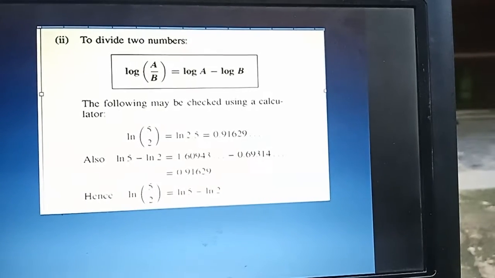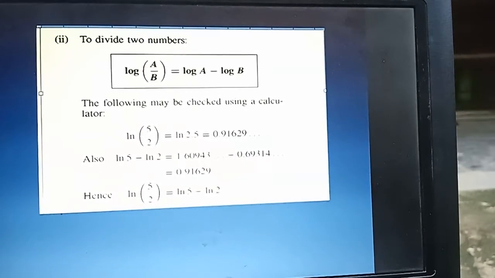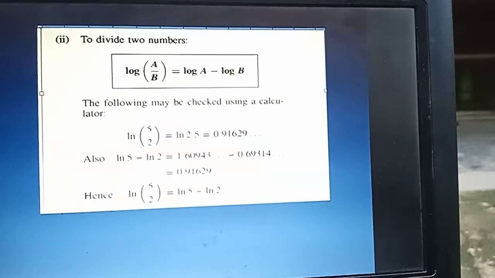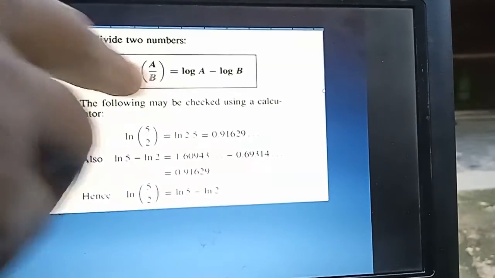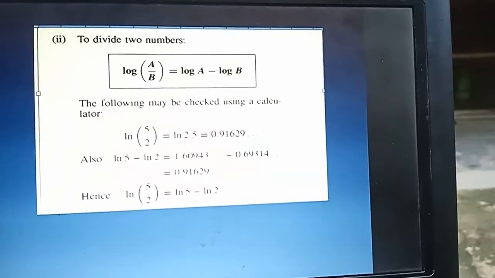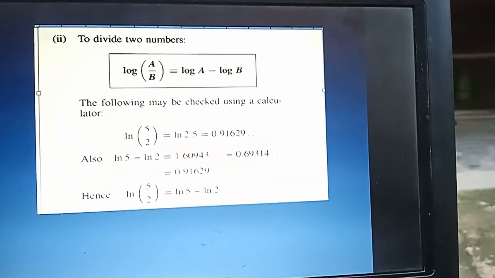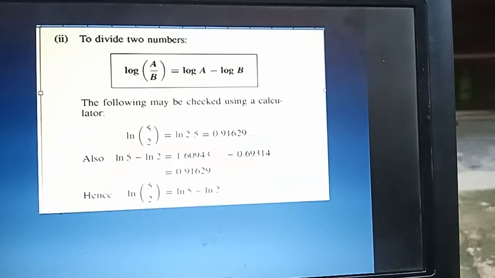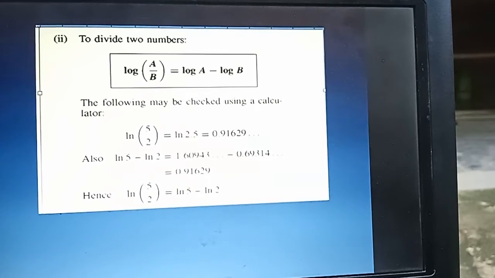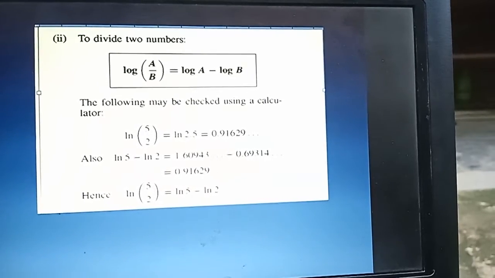Then, the second rule, to divide two numbers. When you divide two numbers, for instance, we have log a over b, which is the same thing as log a minus log b. This is another law of logarithm. From division to subtraction. The following may be checked using calculators.